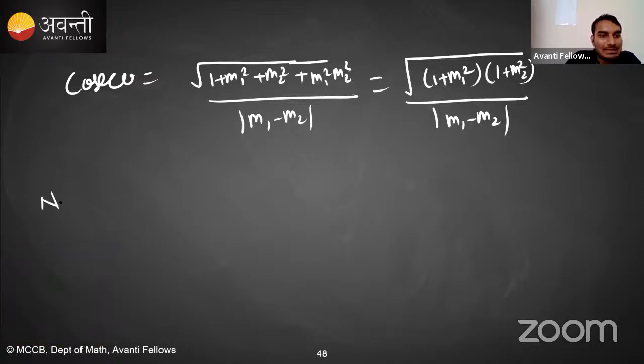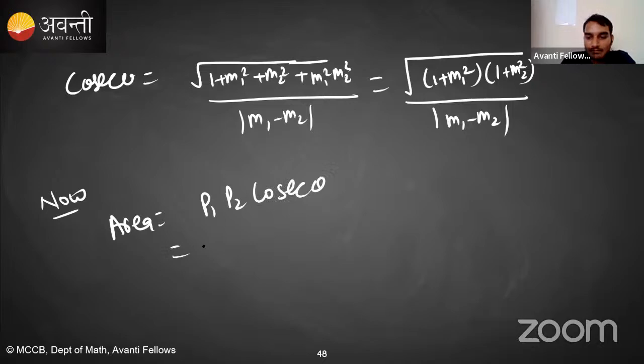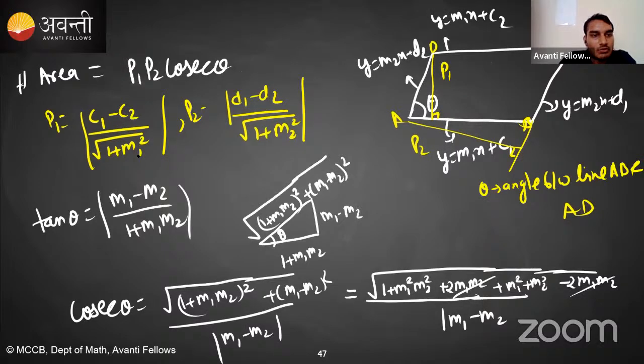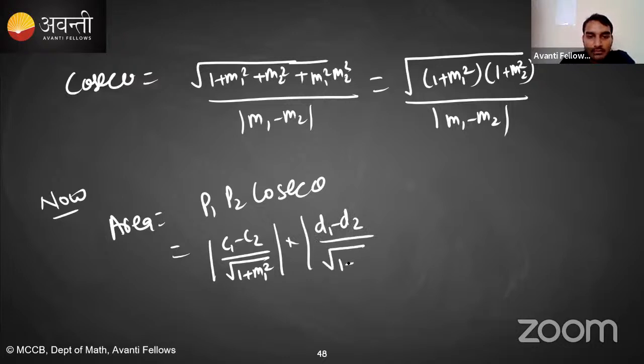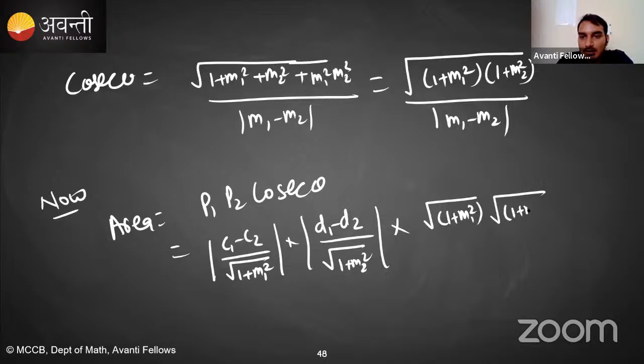So now, cosec theta, we have P1, we have P2. So what is area? Area is P1 P2 cosec theta. What is P1? C1 minus C2 upon under root 1 plus m1 square. Similarly, what is P2? D1 minus D2 upon under root of 1 plus m2 square. What is cosec theta? Under root of 1 plus m1 square under root of 1 plus m2 square.